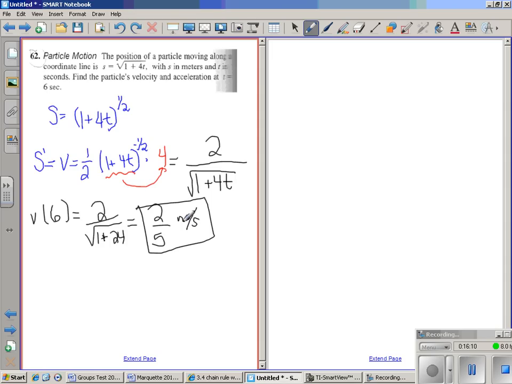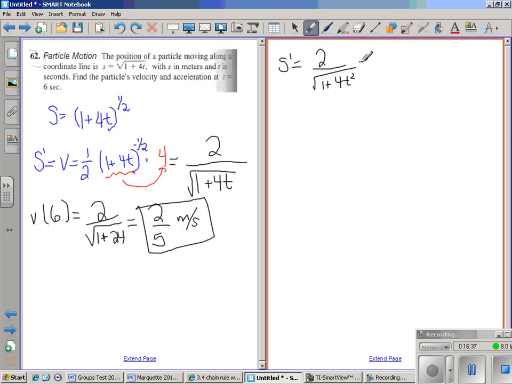Next, we are taking the derivative of the velocity function, and that will give us which function? Okay, good. It's acceleration. So we know that s prime, the first derivative, is this business. Okay, 2 over the square root of 1 plus 4t.